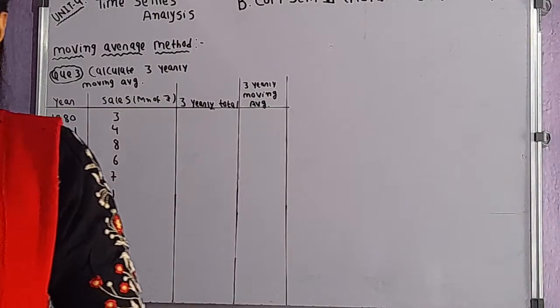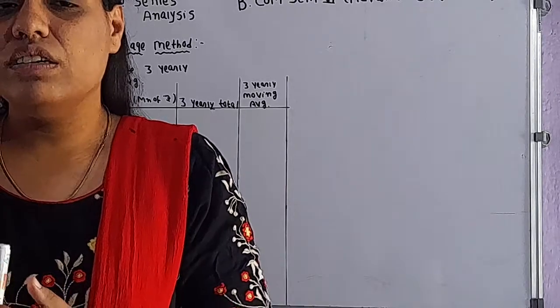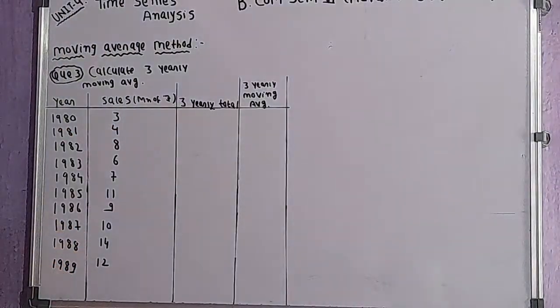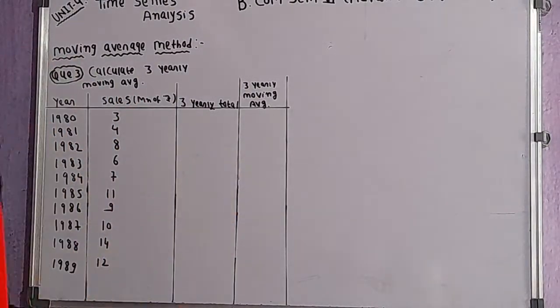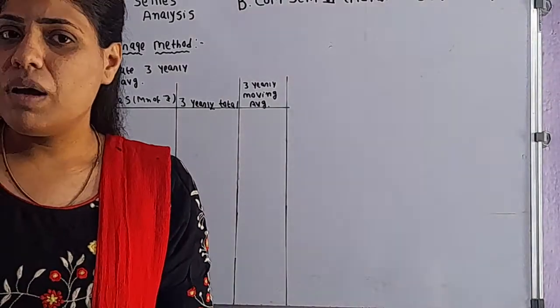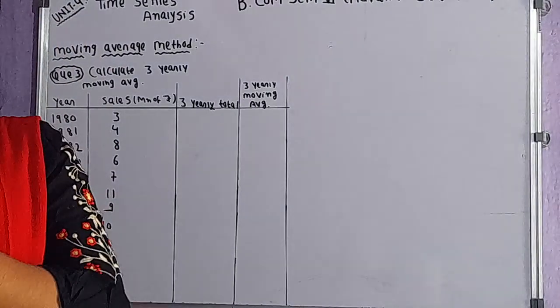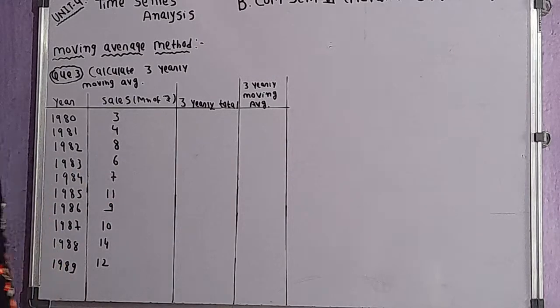For example, you have been given the information of 25 years of sales of a particular company, and you have to determine the trend of those sales. In that case you can use this moving average method. Generally, the moving average method is used for long term forecasting, for long term trend analysis. So now I hope you are clear with the meaning of moving average method.